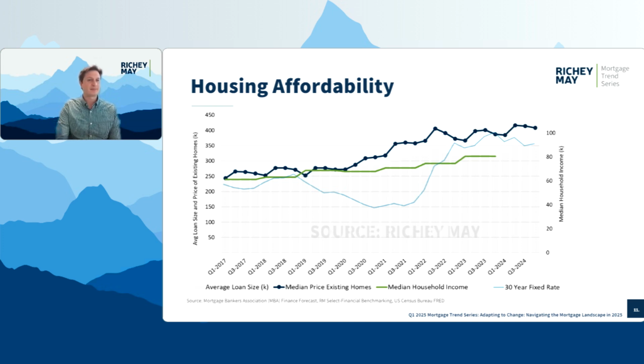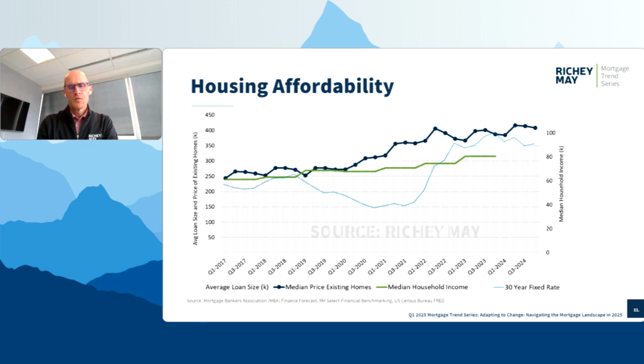I think what's interesting is there's kind of a debate around, okay, is it a supply issue or is it an affordability issue? And what I tell people when that debate happens is that it's both. There's definitely a supply issue. I don't think that can really be questioned. And housing affordability is also an issue. And this graph shows it.